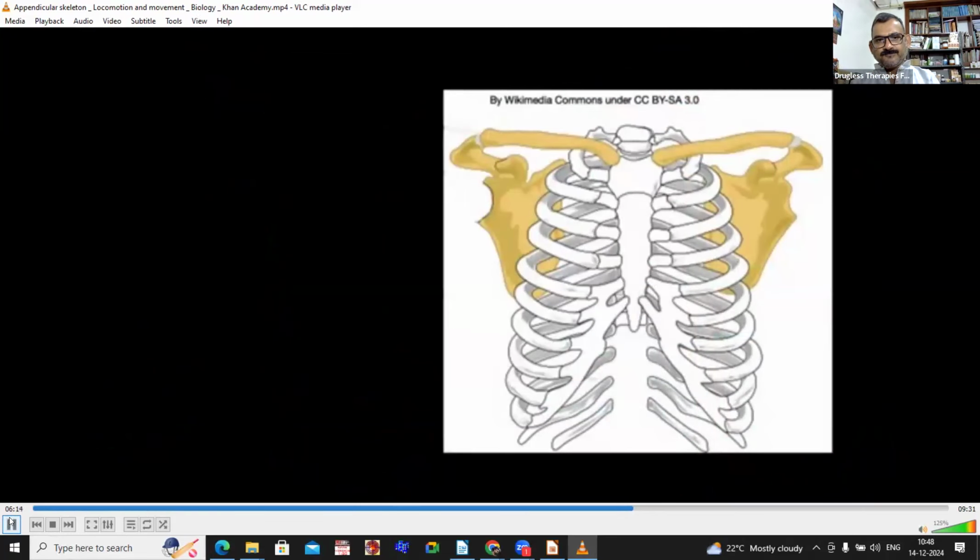So first, the pectoral girdle. This is the collarbone, or the clavicle. The collarbone is connected to the scapula, the triangular bone. This collarbone is the most sensitive, most brittle bone. Generally, with any slightest accident, it is the first to break. This part of the scapula connects through a joint to the collarbone, as you can see, and this is called the acromion.